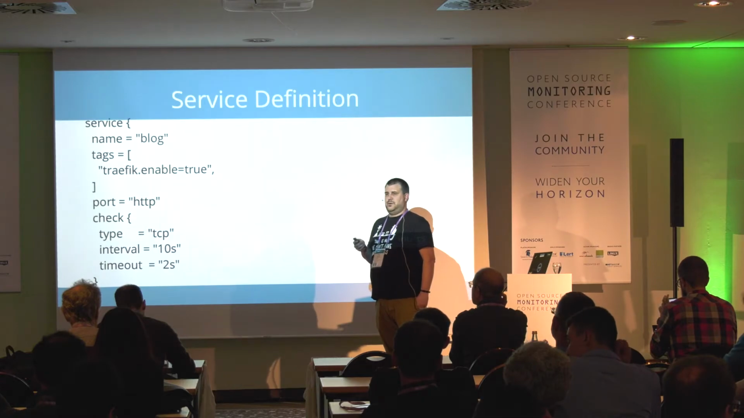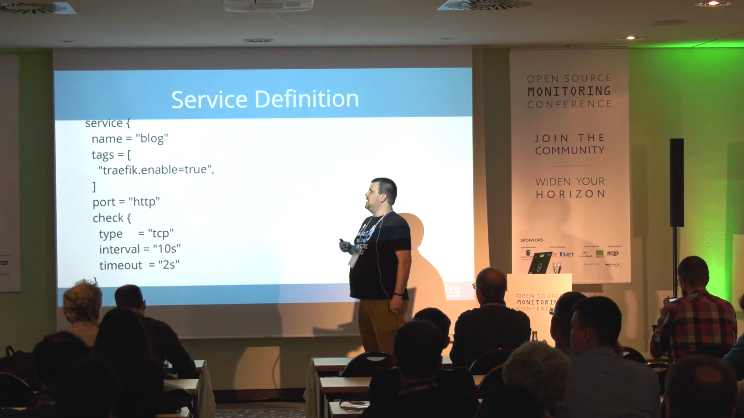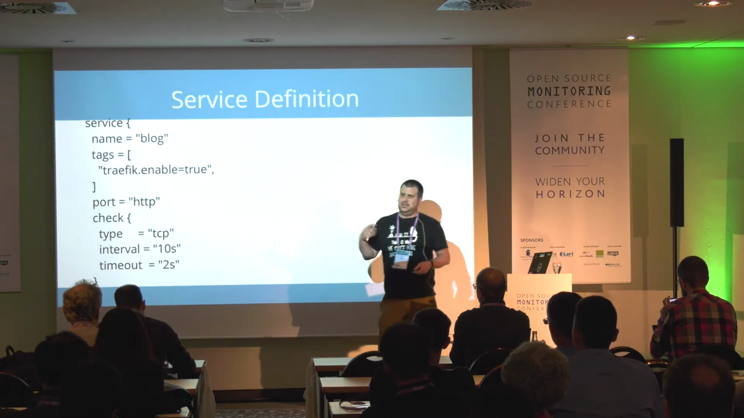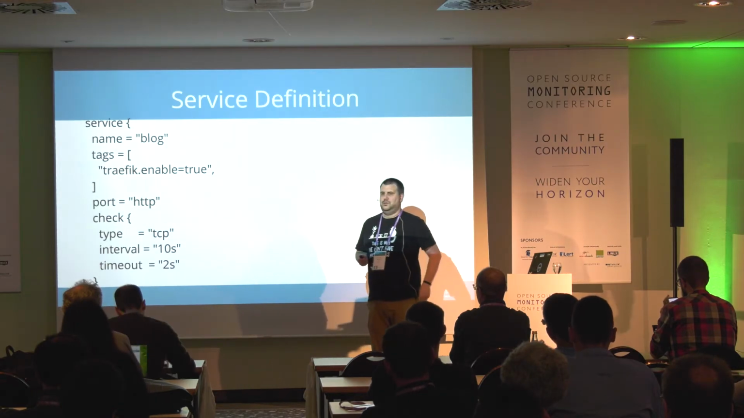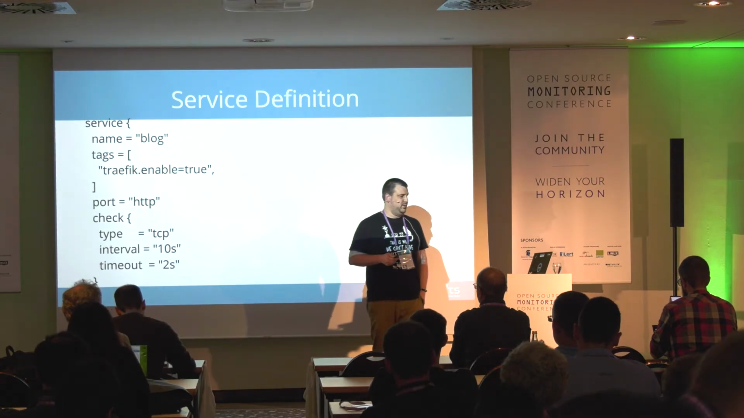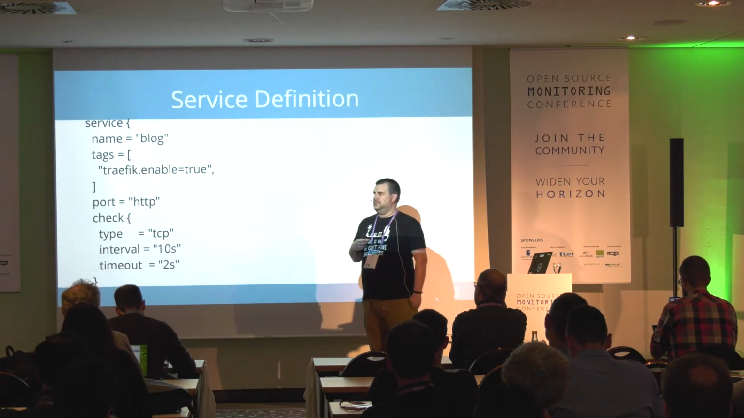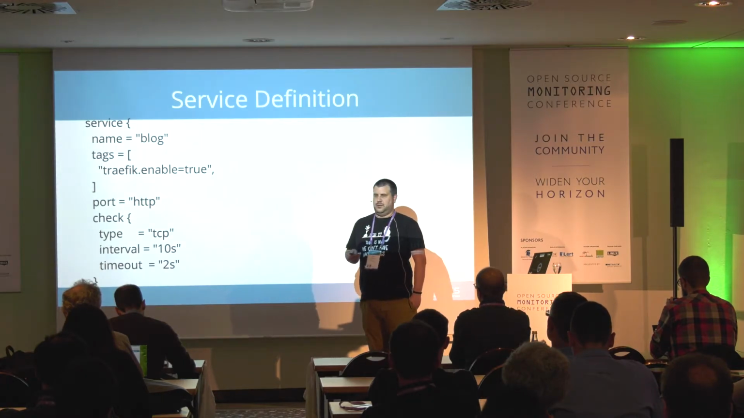So similar to the Puppet code I showed before, we need to define a service. In my case, service blog, it will have the tag. So a special tag, Traefik enable is true. This is the tag that I need to pass to actually provide something to the big angry world. So my blog is allowed to go to the internet, whereas other services that are used internally, I'm not allowing to go to the internet.